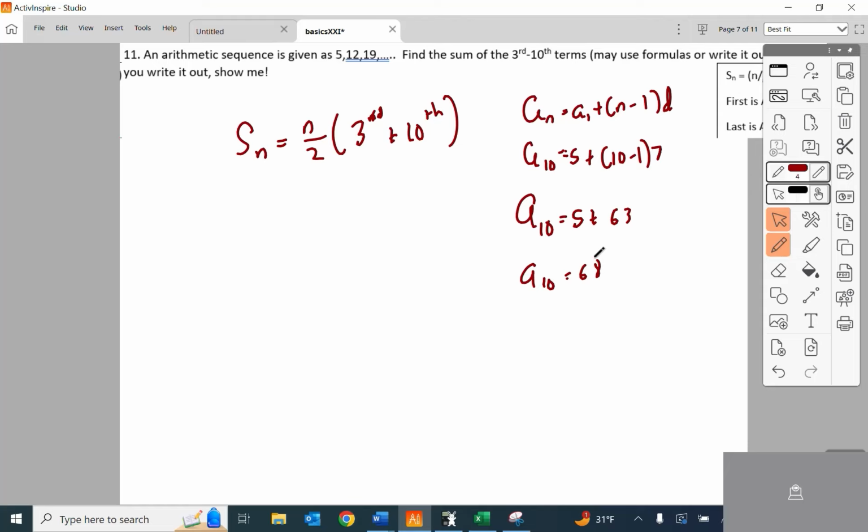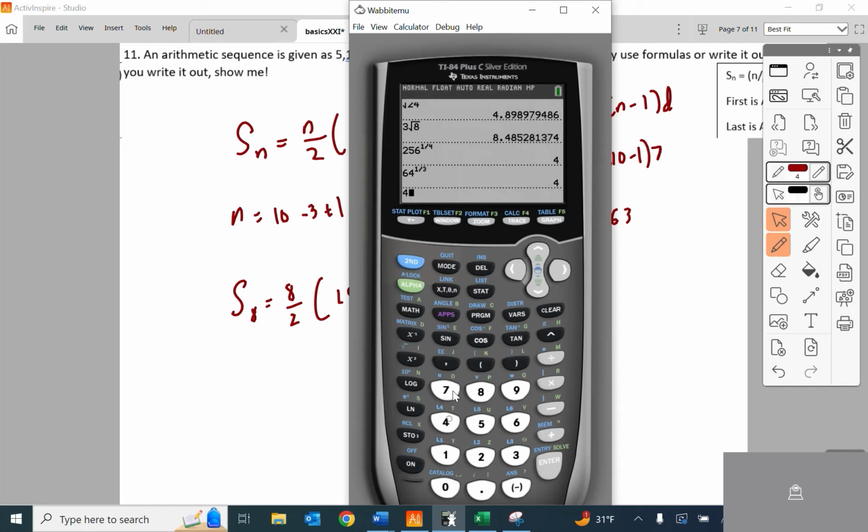And the 3rd term is 19. And n would be 10 minus 3, add 1 back, which is what? 8. So it's the sum of 8 things, and that is 8 over 2. Third term is 19. 10th term is 68. And I'm going to push some buttons here. 8 over 2 is 4. We have 19 plus 68. 348.